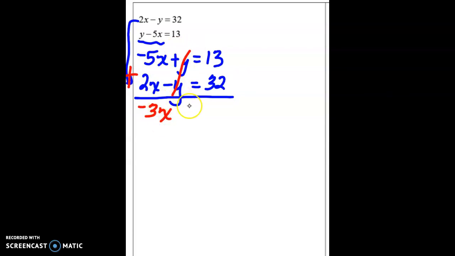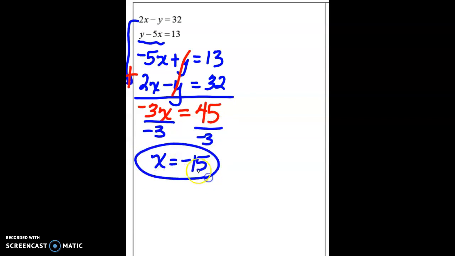So I get 3x is equal to, and I add this side, I get 45. Now we just have a one-step equation we're going to solve and get x is equal to negative 15. Once we know that, we go into the original equations where there are two variables, and I plug in a negative 15 for x.